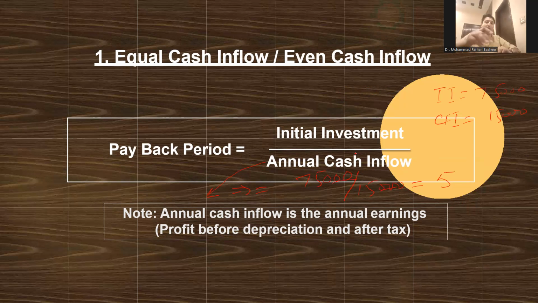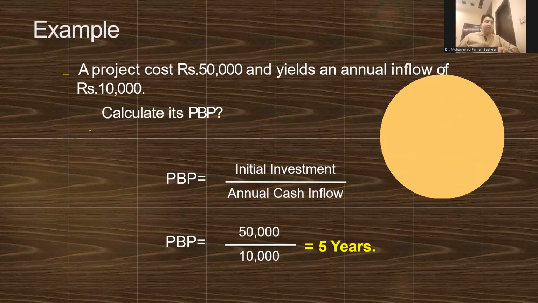Okay, so now let's solve another example. There is a project which costs 50,000. It means the initial investment is 50,000, and the annual inflow of cash is 10,000. So it is very simple. We have a numerator of 50,000 and a denominator of 10,000. We know the formula that we divide initial investment by annual cash flow, and now we get 5 years. The project will be able to recover its initial investment at the end of the fifth year.